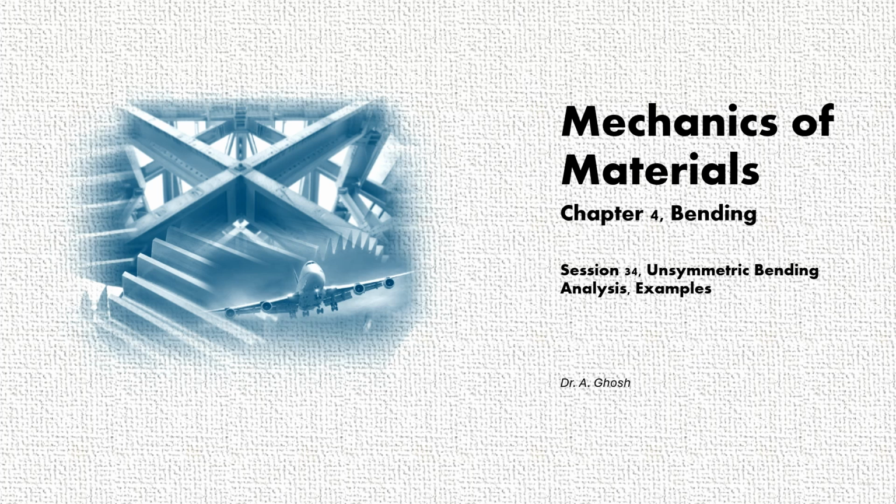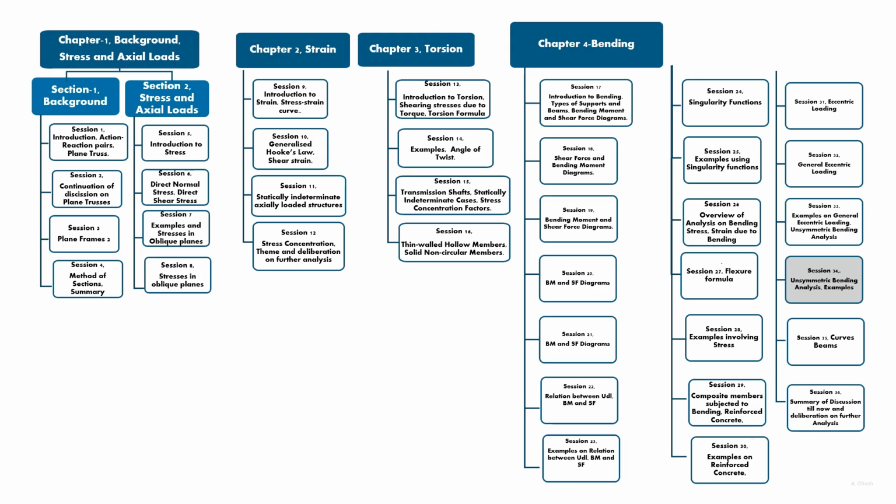We are in chapter 4 where we're discussing bending. This is the 34th session overall. Here we continue discussing unsymmetric bending and look at examples. This is a roadmap of the sessions covered in the first 4 chapters. We are in session 34 where we will discuss unsymmetric bending analysis and examples.